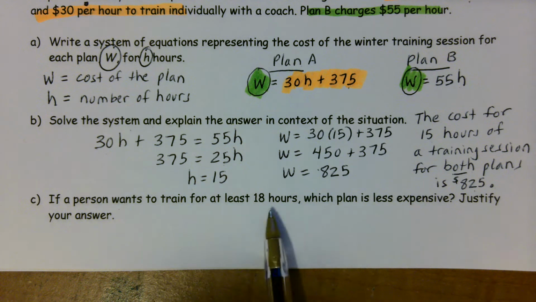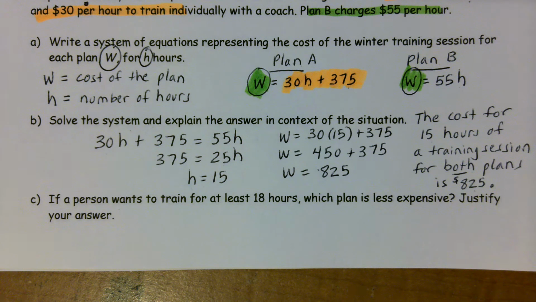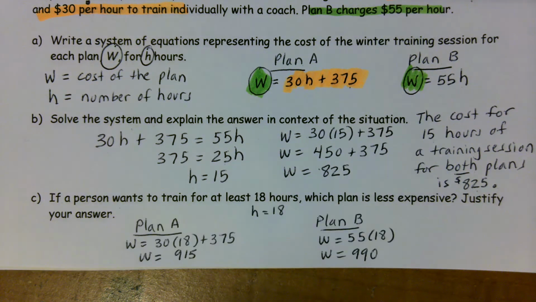But what if a person wants to train for at least 18 hours? Which plan would be less expensive? Justify your answer. So pause your video and try to figure out how are you going to determine which plan is less expensive. Okay, let's see how you did.